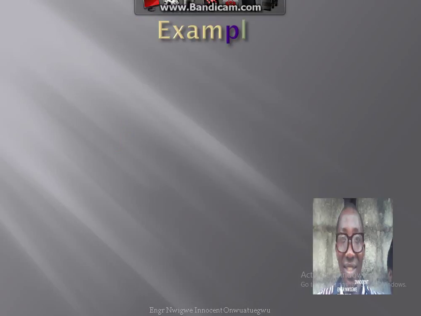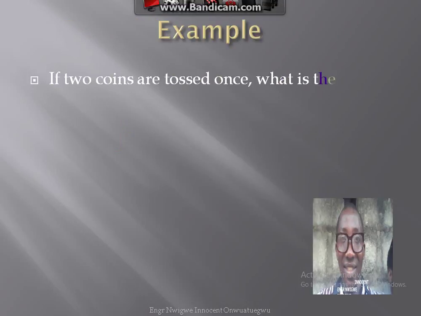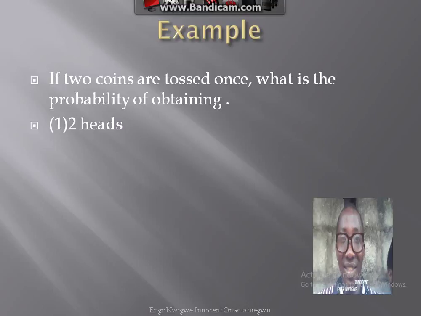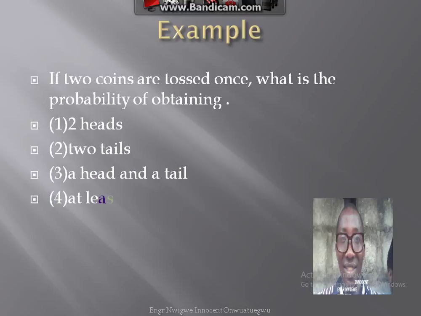Example: if two coins are tossed once, what is the probability of obtaining 1. 2 heads, 2. 2 tails, 3. A head and a tail, 4. At least a tail, 5. 2 heads and a tail.